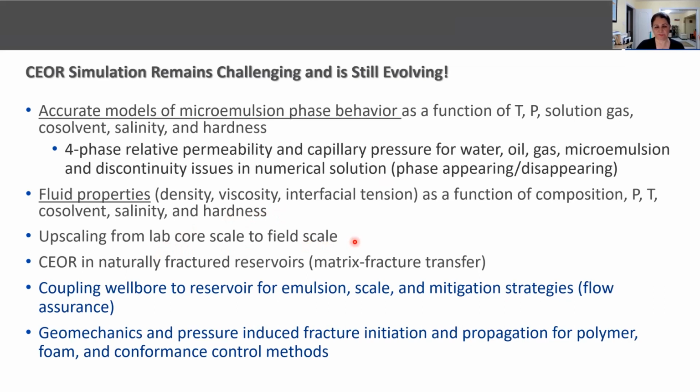For hydrogen, if you do micromodel experiments, when you do core flood experiments, how do you upscale to the field? Then there is chemical EOR in naturally fractured reservoirs, and what is that matrix fracture transfer.